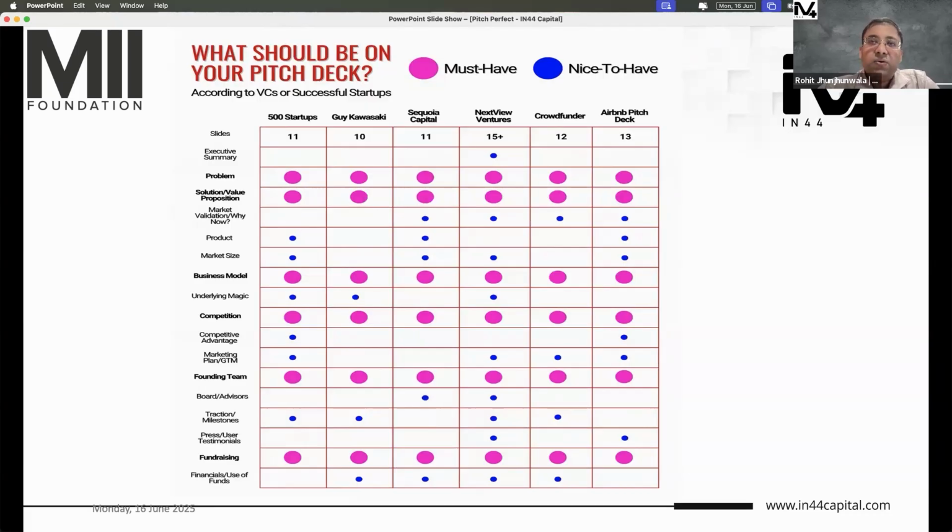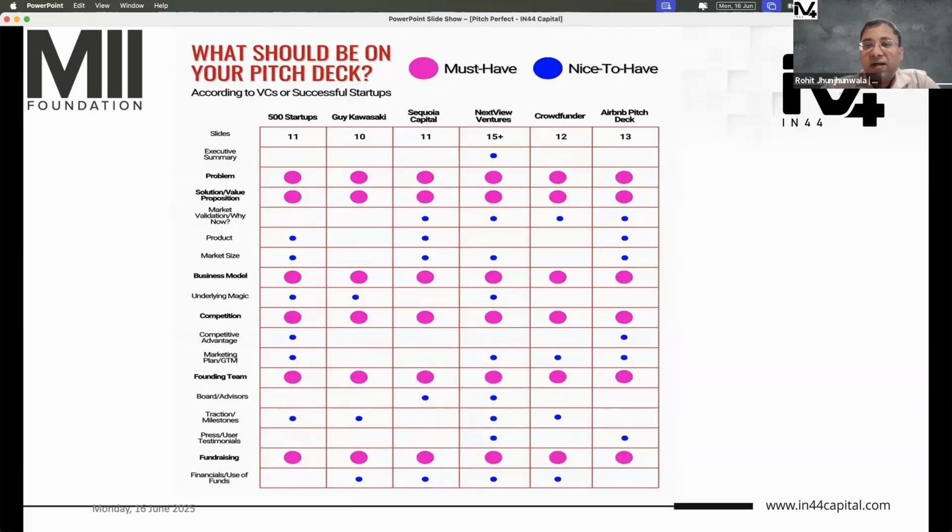They might say, you know what, my thesis doesn't allow me to do this, or my investors want me to answer this question, so you might as well add it. For example, in Sequoia Capital, the product and the details of the product are a must. But if you go to Next Ventures, they don't require a product. If you go to Crowdfunder, they don't require a product. You would say that a product is essential to have, but for them it is not.